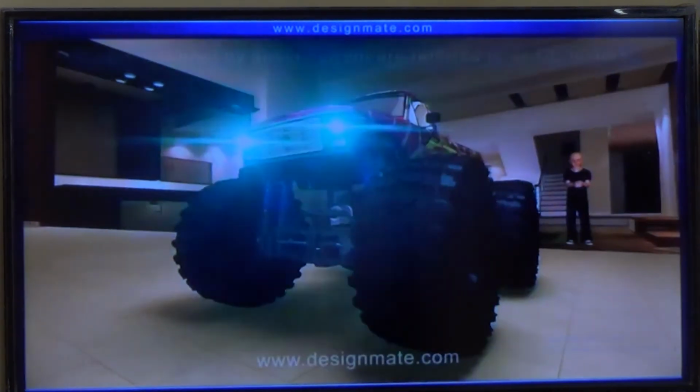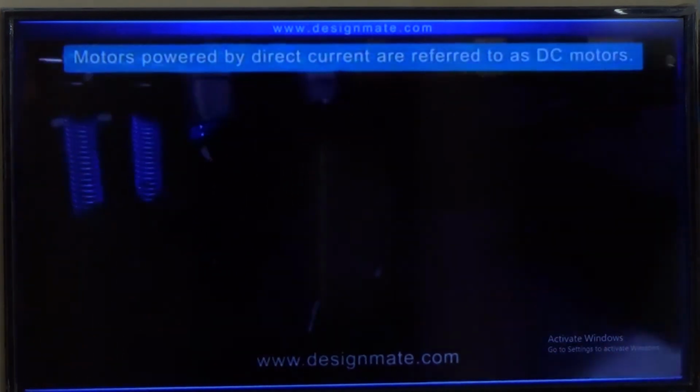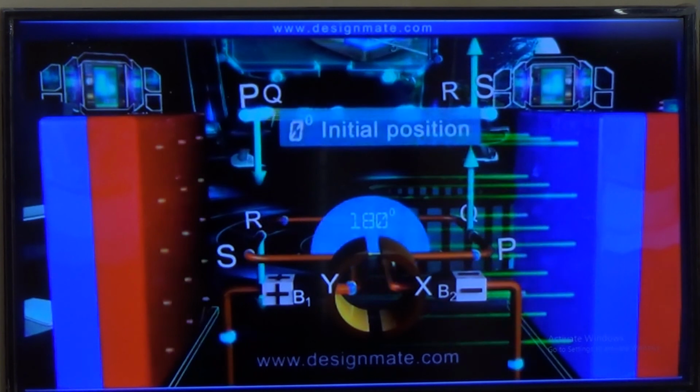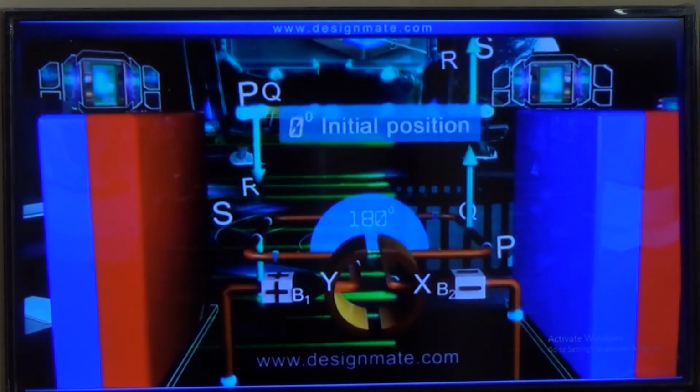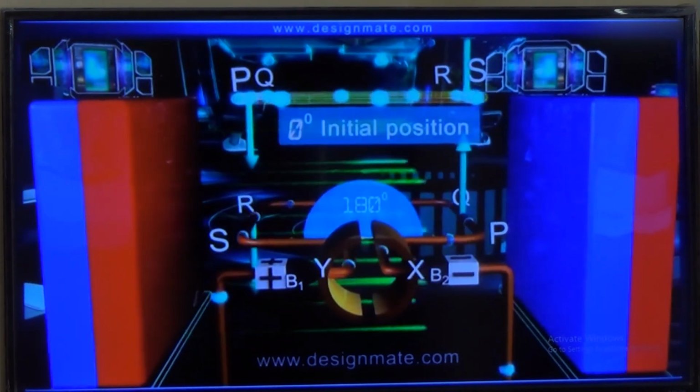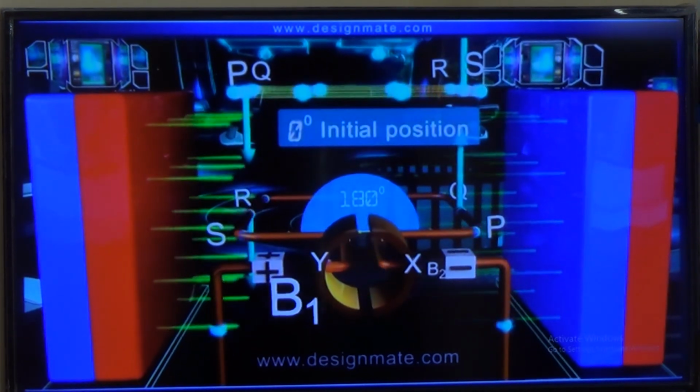Summary. Motors powered by direct current are referred to as DC motors. Upon passing current through the loop, there is reversal of current after every half rotation, giving rise to a continuous rotation of the loop in the same direction.